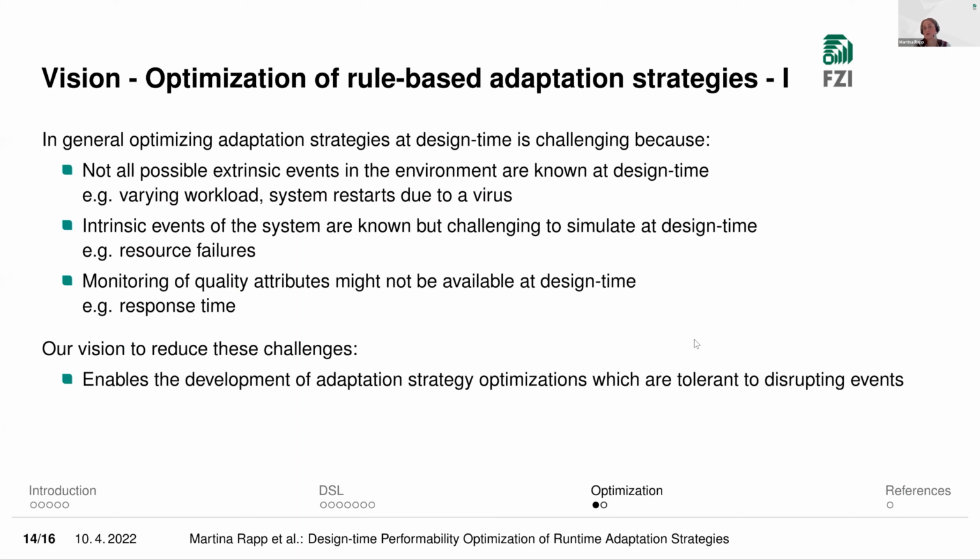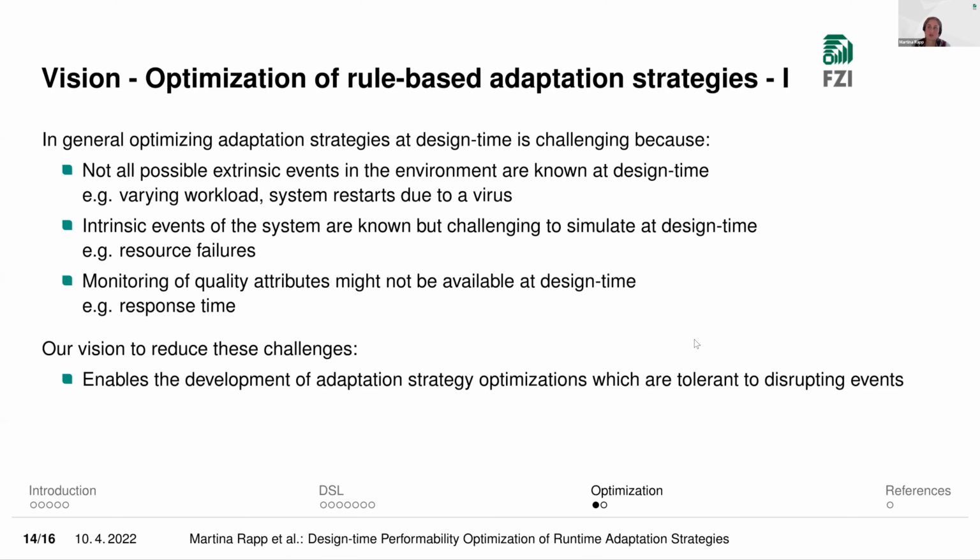One reason is that usually not all possible extrinsic events in the environment are known at design time, for example, varying workloads or system restarts due to a virus or something else. The case of intrinsic events on the system is a little bit different because they are known, but here the challenge is to simulate them at design time, for example, resource failures. Another challenge is that the monitoring of quality attributes might not be available at design time, which also might require some estimated guesses.